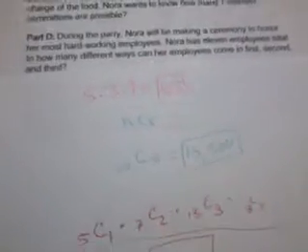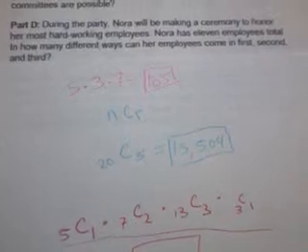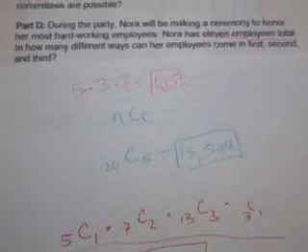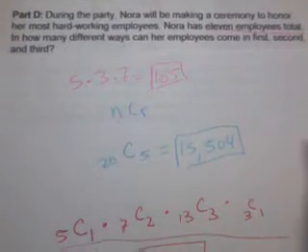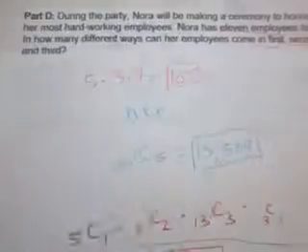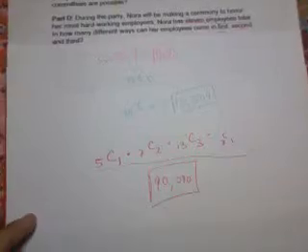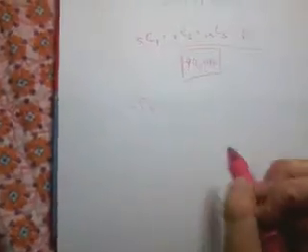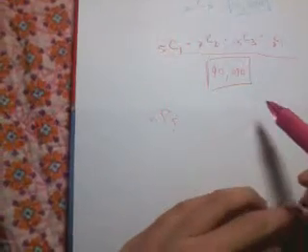Part D. During the party, Nora will be making a ceremony to honor her most hardworking employees. Nora has 11 employees total. In how many different ways can her employees come in first, second, and third? Okay, so for this problem, we're going to be using permutation, which is nPr. And the reason we're using nPr this time instead of nCr is because this time the order matters in the way that Nora chooses her employees, since they are running in first, second, and third.